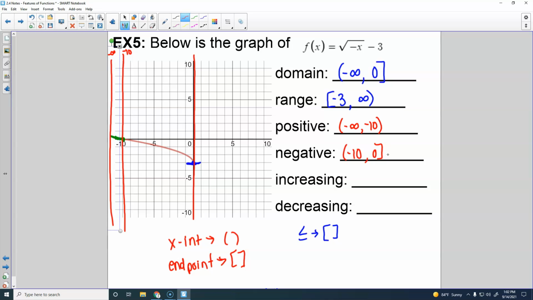Yes. So the answers you're given are your x values. The only time we're going to look at y values is for range. Is this function increasing or decreasing? Decreasing. So decreasing, it's just going to be whatever your domain was. So negative infinity to 0.